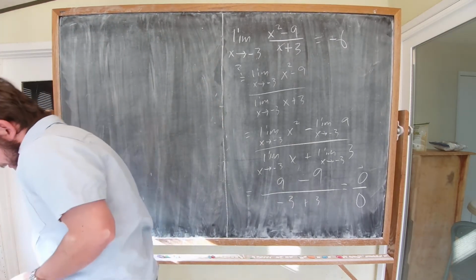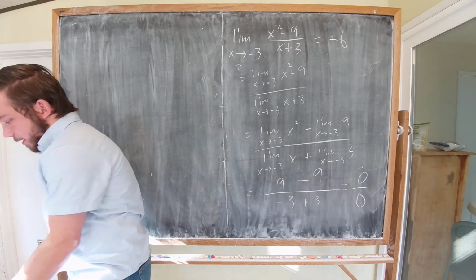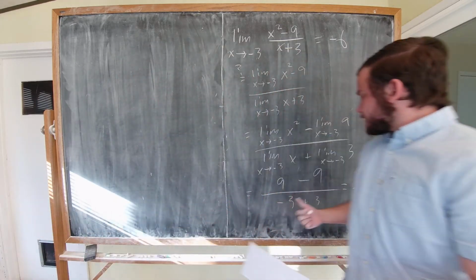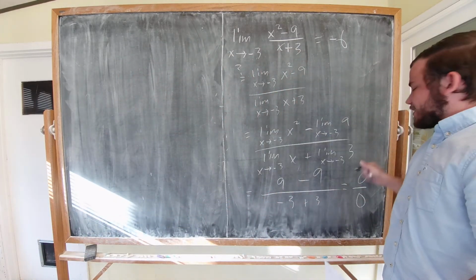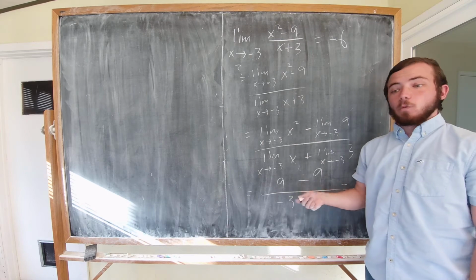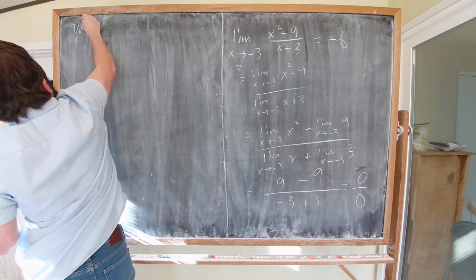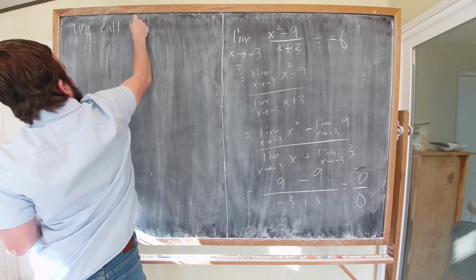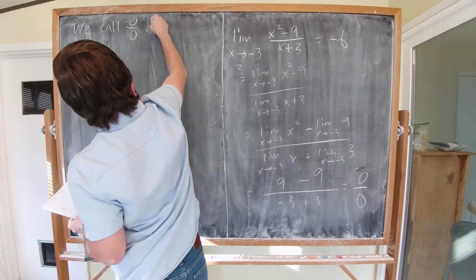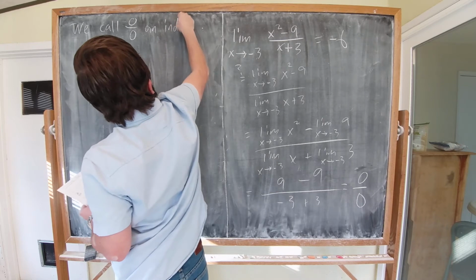I'll tell you why. This 0 over 0 is even worse than being undefined. We call 0 over 0 an indeterminate form.